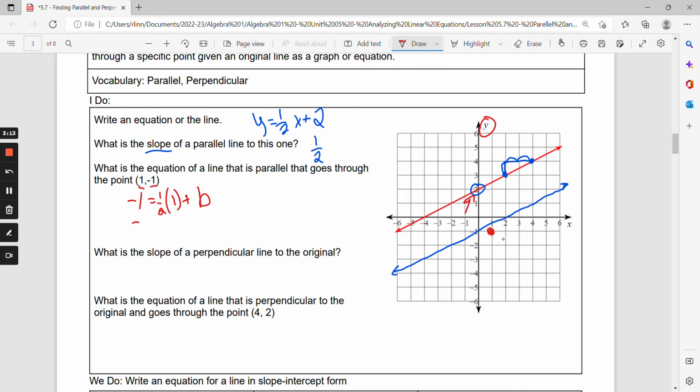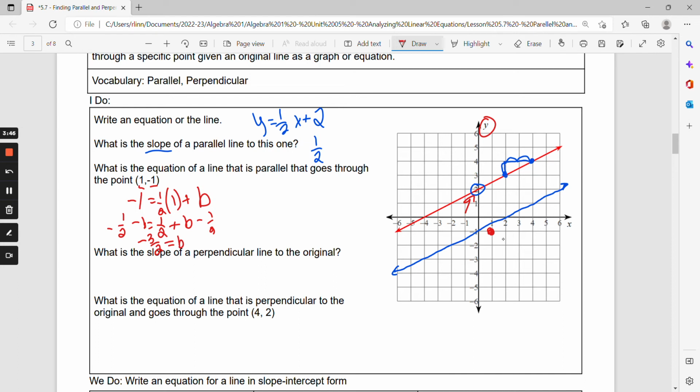So I have -1 is equal to 1/2 times 1, which is just 1/2, plus b. Now in order to isolate b and get b by itself, I'm going to subtract 1/2 from both sides, and -1 minus 1/2 is -3/2, which means that b equals -3/2, or -1 1/2 is equal to b.